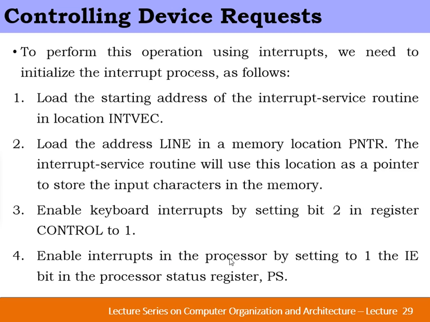Enable interrupts in the processor by setting to 1 the enable IE bit in the processor status register. See here, KEN is equal to 1 in the control register, whereas in the PS register, the IE bit, which is bit number 9 in the processor status register, should be made equal to 1. So here the third point says that we are allowing the keyboard to generate an interrupt request. Setting the IE bit equal to 1 in the PSR, that is the processor status register, allows the processor to accept the interrupt request from the keyboard.